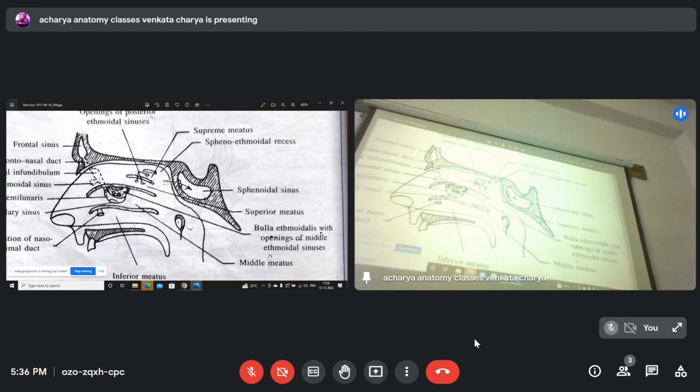Frontal air sinuses. Next, in the hiatus semilunaris, there is an opening of maxillary air sinuses.